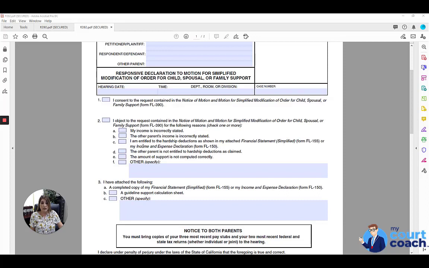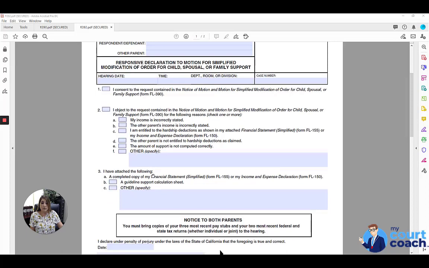If the other party has included hardship deductions in their request to modify and you don't believe they're entitled to those, then you would mark box 2D. If you believe that the support calculation that the other party is relying upon is incorrect, you would mark box 2E. If there's any other reason that you believe is a basis for why the support order should not be modified, then you would mark box 2F and list it in other and list your explanation.